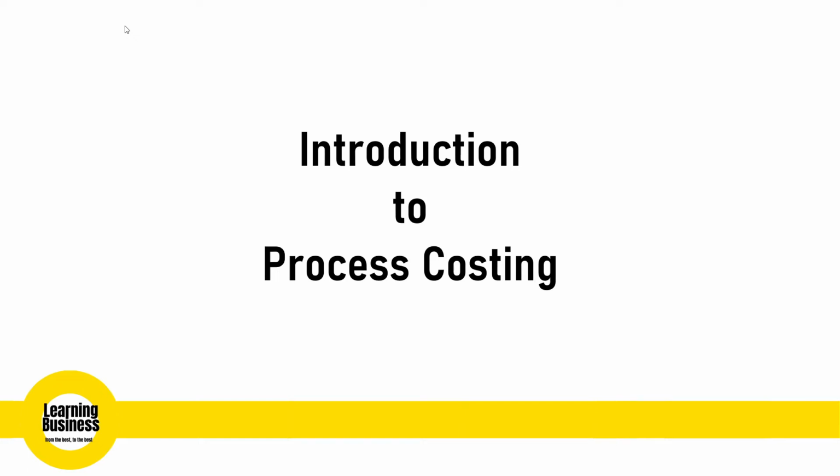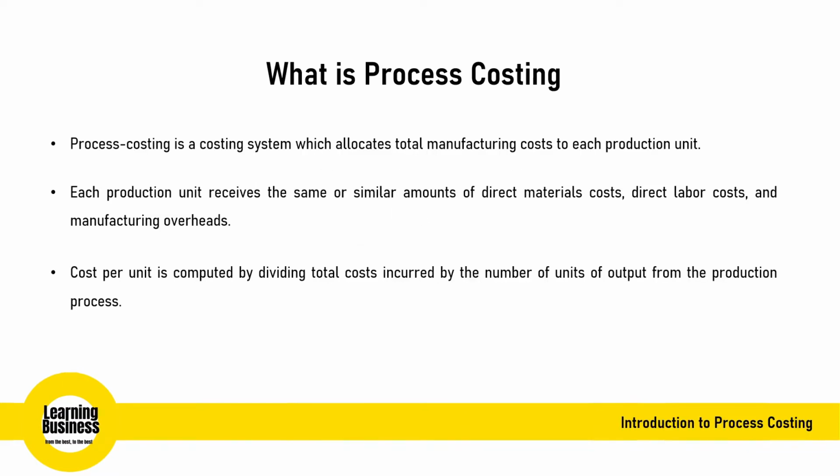Hi, in this video we are going to learn some basics relating to process costing. Process costing is a costing technique which tries to allocate the total manufacturing cost to each output unit. Now, process costing is used in processes which follow mass production or continuous production.